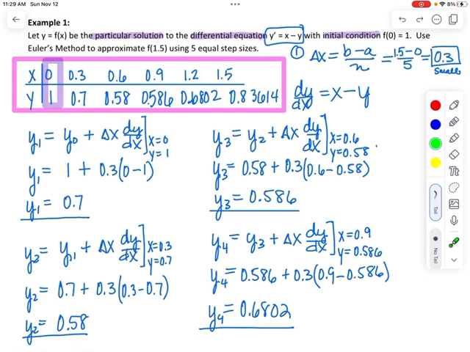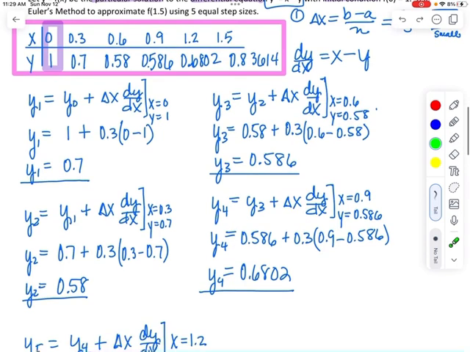Y sub 2, and we keep doing this. Y sub 2 is y sub 1 plus delta x times dy dx, but that's now evaluated at 0.3 and 0.7. So we bring our y sub 1 down, which is 0.7. Delta x is still 0.3, always 0.3 on this problem. And then x minus y is going to be 0.3 minus 0.7, and we get a value of 0.58. There's our y sub 2. Put that in the table, 0.58.